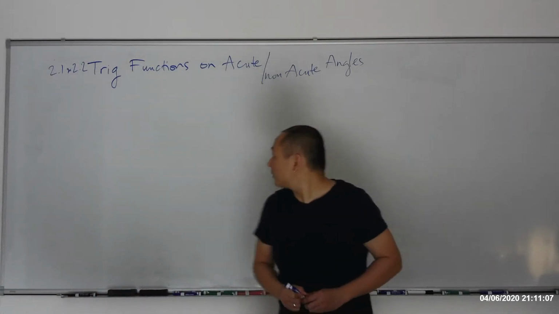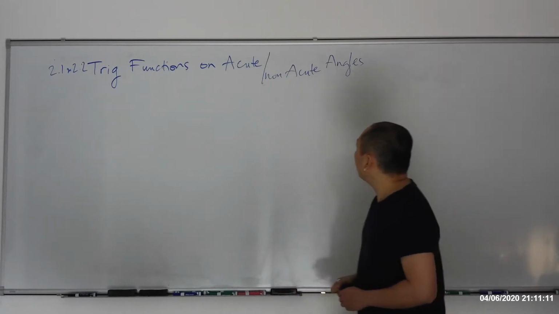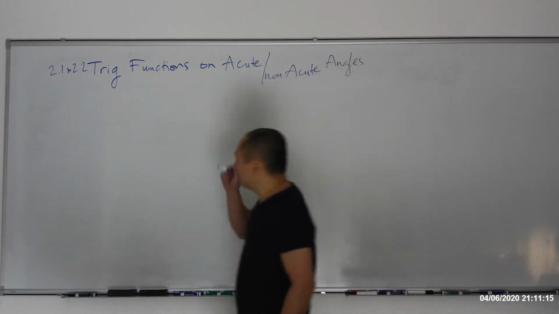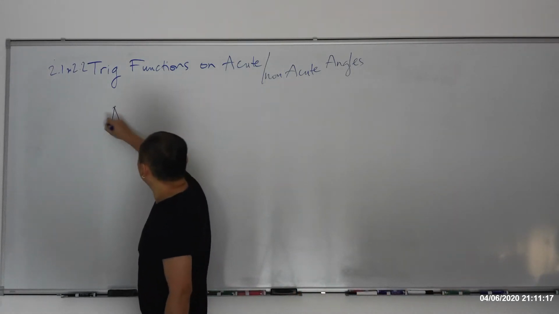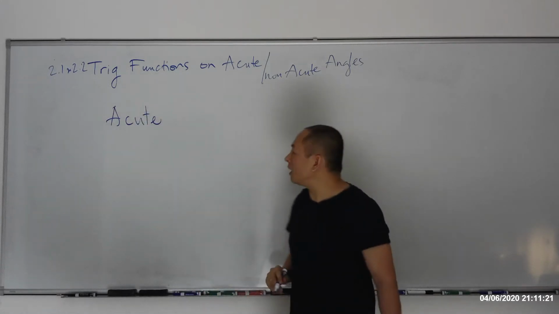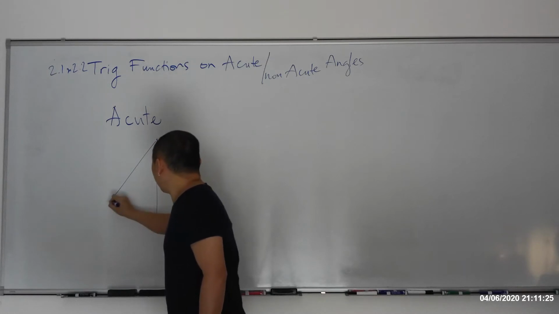Hello everyone. In this section today, I'll be talking about trig functions on acute and non-acute angles. So let's start with what it means by acute angles. As you all know, an acute angle is an angle that is less than 90 degrees. So we're going to start with a right triangle.